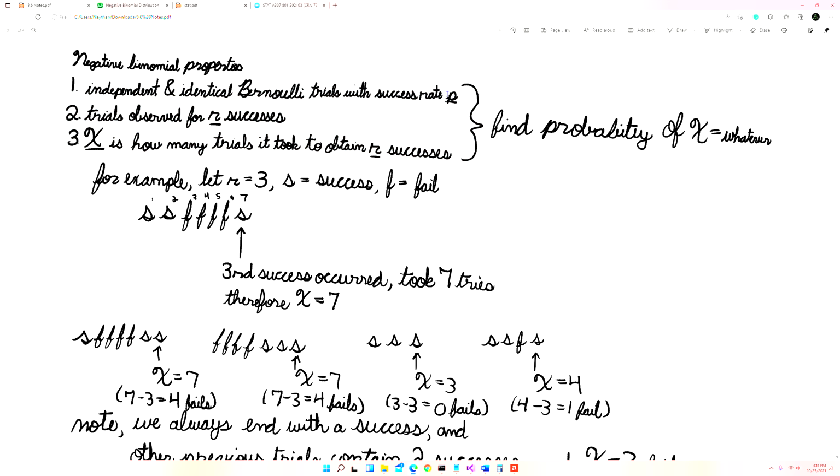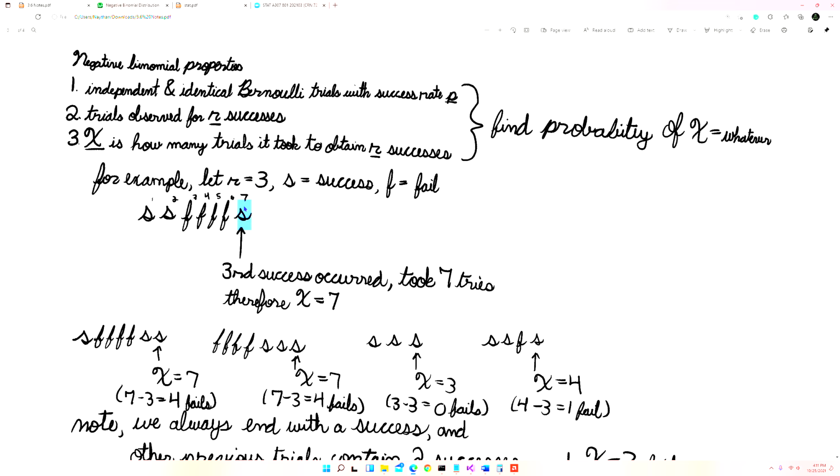Usually in our problems we're going to have a success rate given to us that we're not going to have to calculate, so this is just a variable that is being input to this function. Next that we have is trials observed for our successes. So this is how many successes we are trying to get. R in this example is 3, because as you can see we stopped here after the third success.